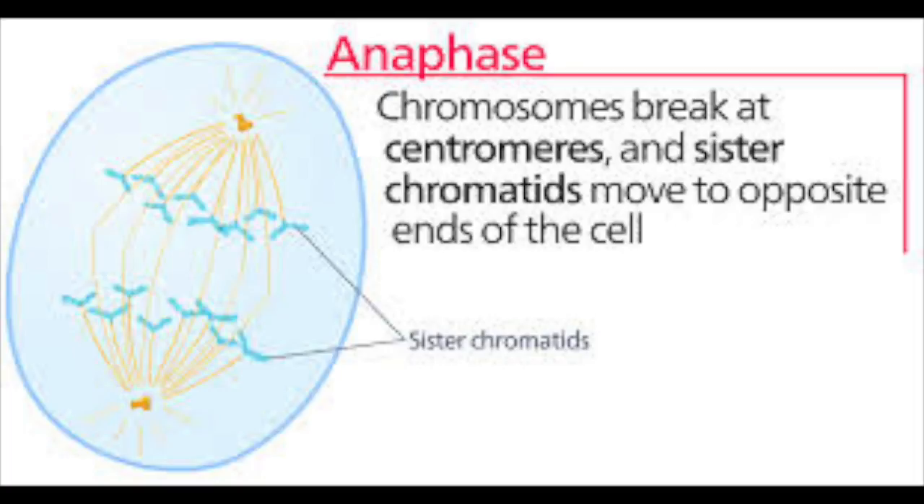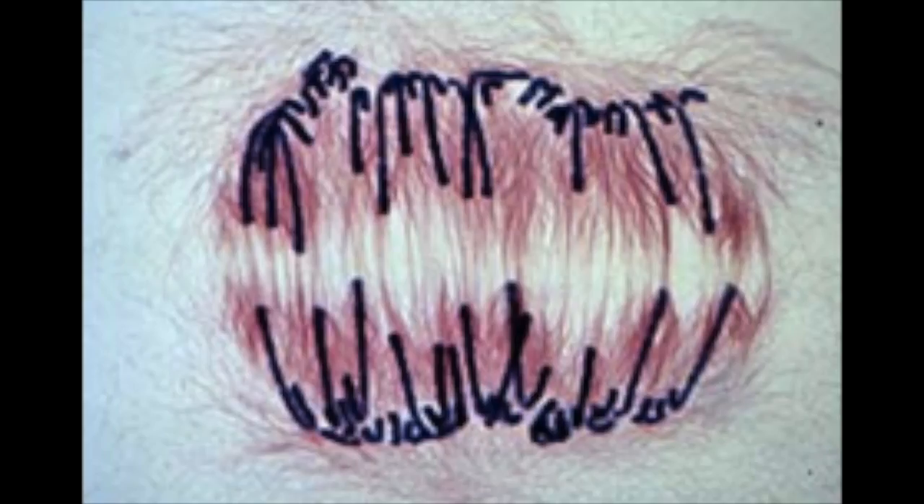The two liberated daughter chromosomes begin moving toward opposite ends of the cell as their kinetochore microtubules shorten. Because these microtubules are attached at the centromere region, the chromosomes move centromere first. The cell elongates as the nonkinetochore microtubules lengthen. By the end of anaphase, the two ends of the cell have equivalent and complete collections of chromosomes. Here is anaphase in an animal cell.